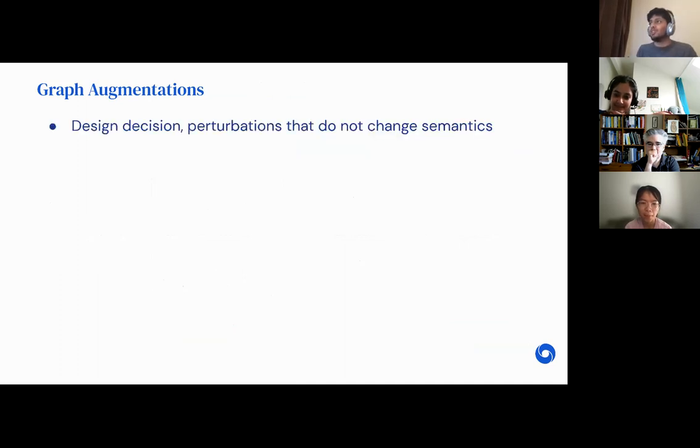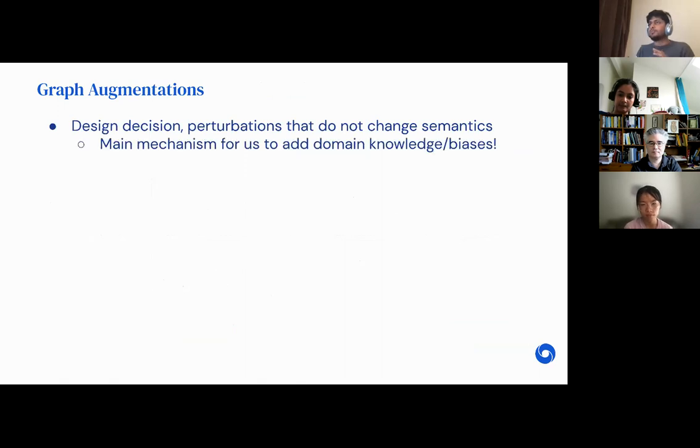Okay. So in this, the biggest design choice for the person who's using this algorithm is the graph augmentations. So far, we just know that these are perturbations that shouldn't change the semantics. And this is really the main mechanism to also add domain knowledge. So maybe you're working with some molecular data or biological data where you know a lot more about the properties of your graphs, and maybe you can design some more clever augmentations.